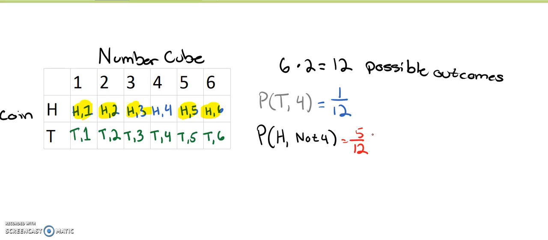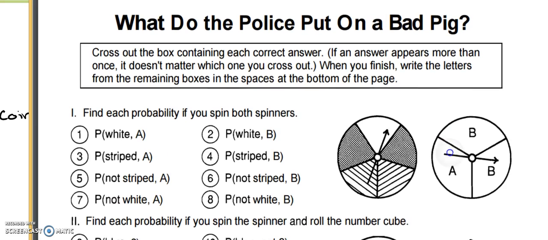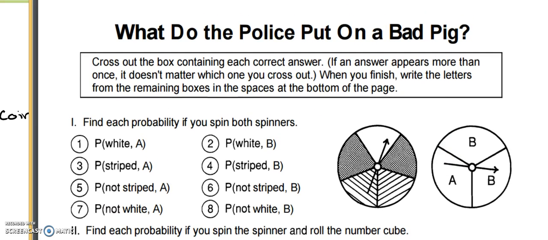Let's look at what you're going to be doing today. You will be doing a worksheet all about compound probability. As you finish this worksheet, you'll be answering the question, what did the police put on a bad pig?